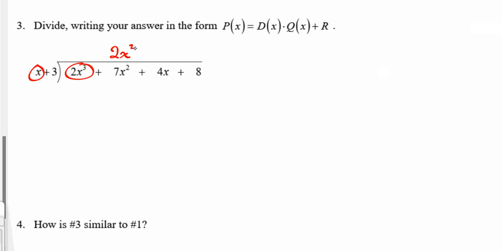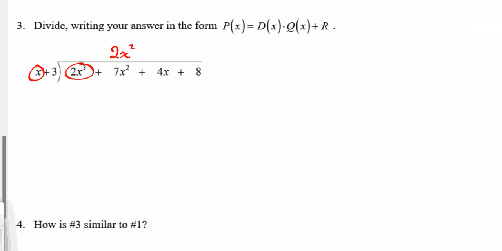Yes. So I'm going to put 2x squared above my 7x squared because, again, I'm aligning the like terms. All right. So we have the 2x squared. And now, so that was slightly different than long division with just numbers. But now it's exactly the same.